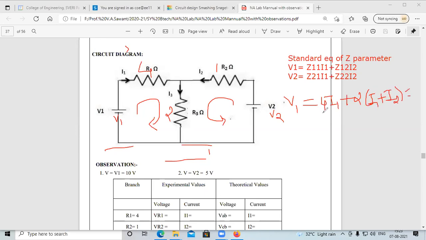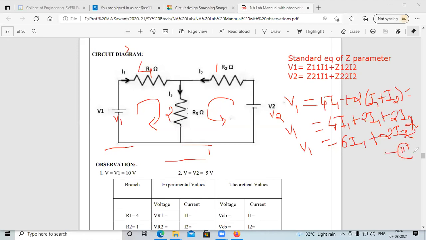2I1 plus I2 is equal to 0. I have already written V1 is equal to 4I1 plus 2I1 plus 2I1. If we simplify this, 4 plus 2 is 6I1 plus 2I2. Sorry, here I1 was written, but it is I2. 6I1 plus 2I2 is nothing but V1. So we got one equation. Suppose this is equation 3.